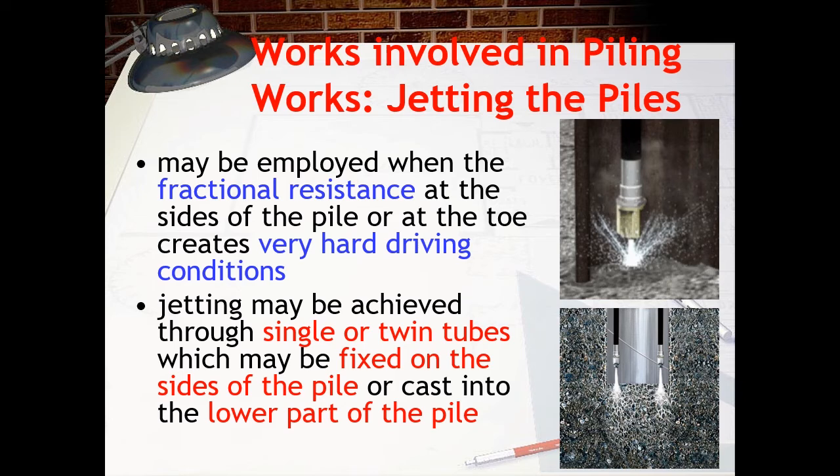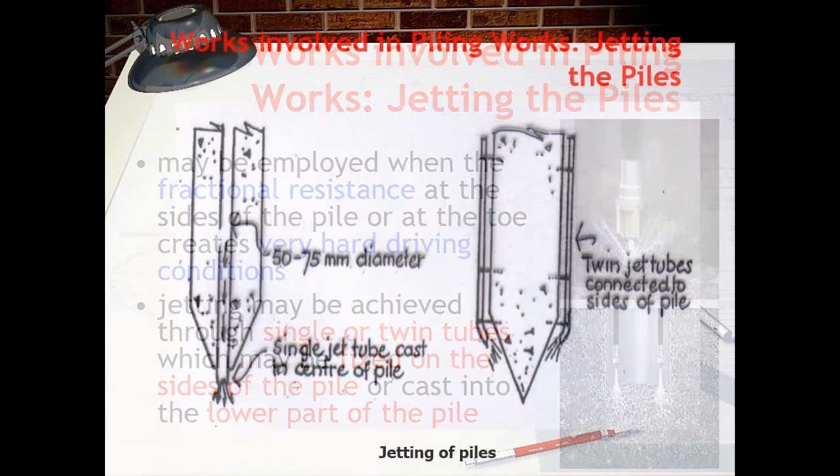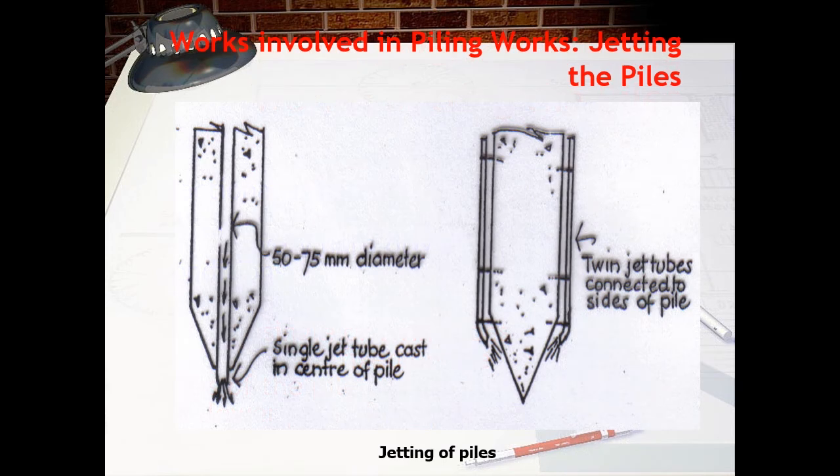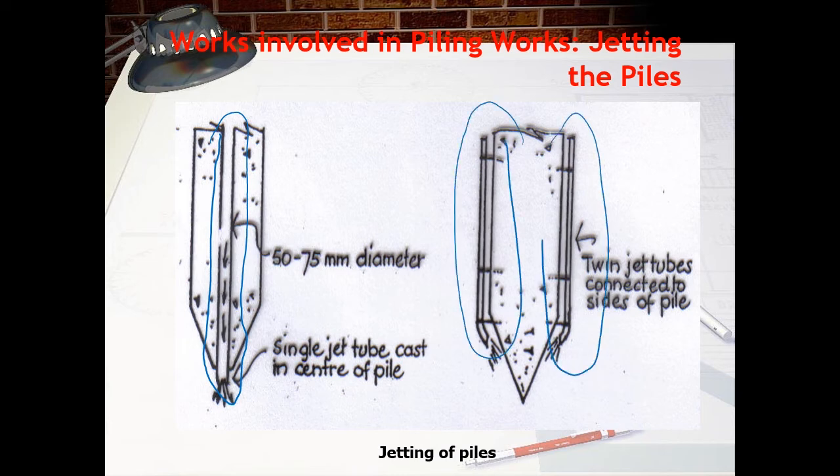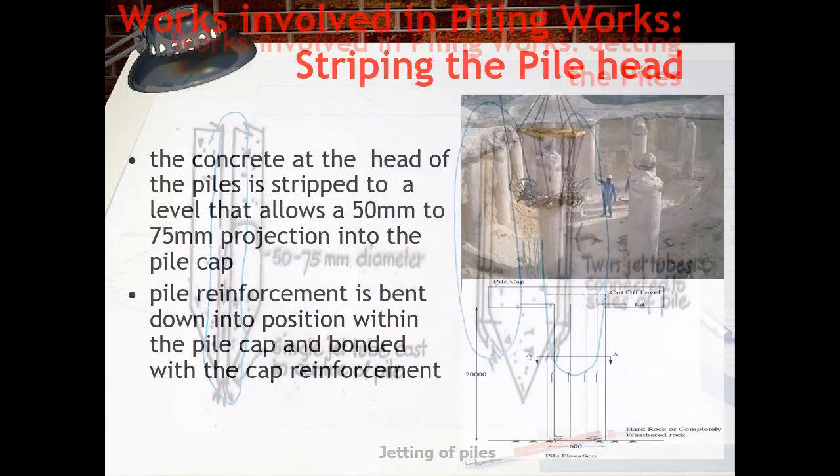Jetting may be achieved through a single or twin tubes which may be fixed on the side of the pile or cast into the lower part of the piles. Normally kita akan pakai water lah to jet. The illustration shows the jetting of pile, whether we're going to put it in the center of the piles or at the side. Both sides of the piles become it. This one is twin jet tubes.